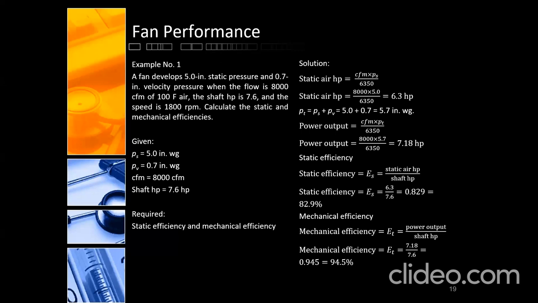Solve for static efficiency. ES is static air power divided by shaft power, 6.3 over 7.6 is 0.829 or 82.9%. Mechanical efficiency is ET equal to power output over horsepower, 7.2 over 7.6 or 0.945, 94.5%. So, yan yung mga answer.